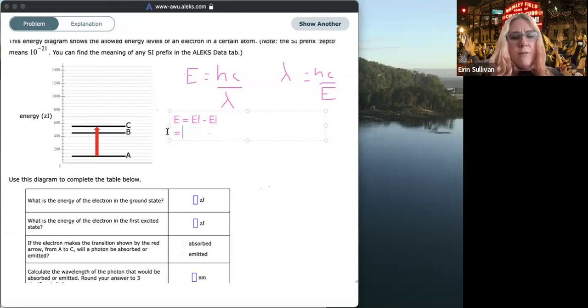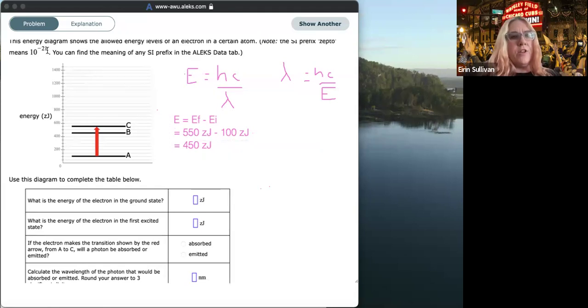So I'm reading C from this diagram as 550 zeptojoules, whatever that is, minus the initial energy state, which looks like it was about 100 zeptojoules. So my difference in energy would then be, let's see, 450 zeptojoules. So my next problem is then, what is a zeptojoule?